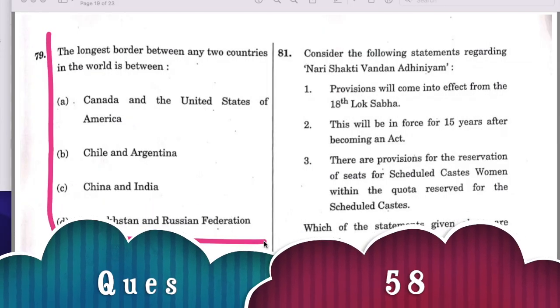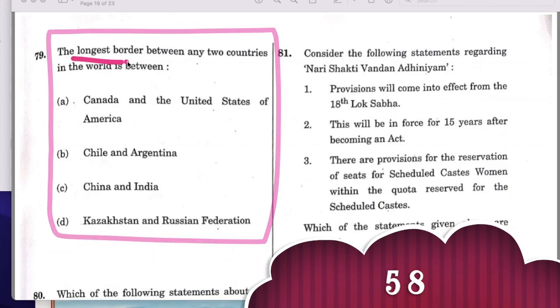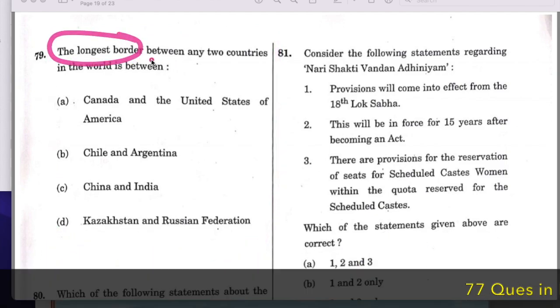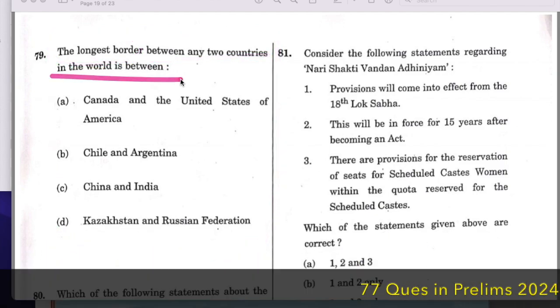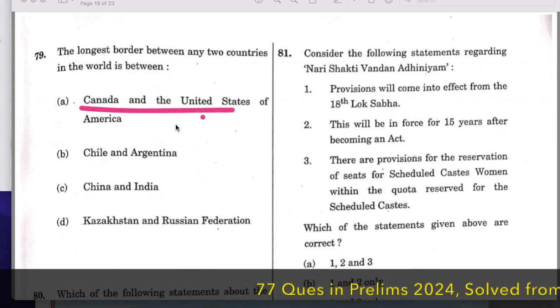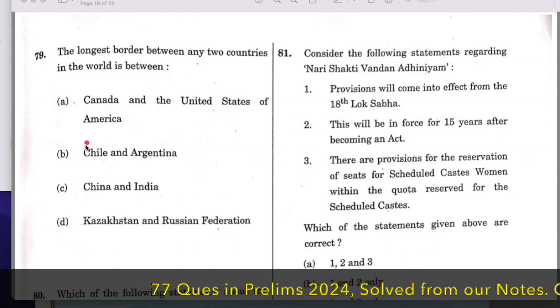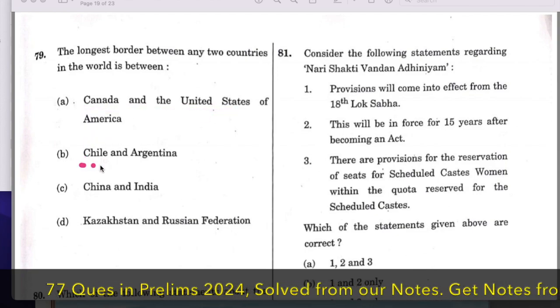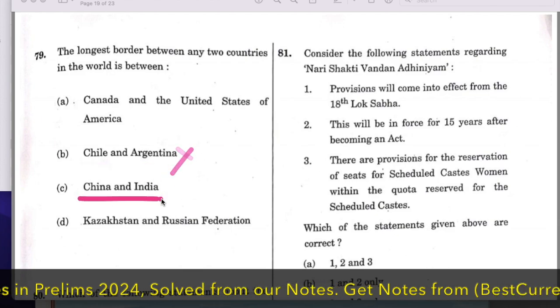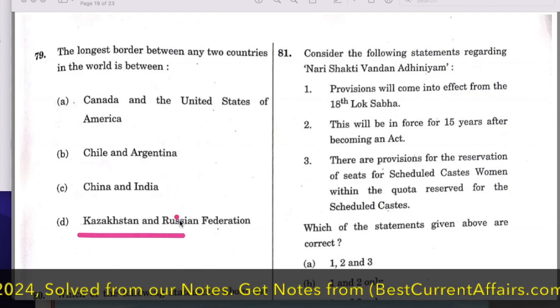Next question. The longest border between any two countries in the world is between, and the correct answer is Canada and USA. Chile and Argentina, it is wrong. China, India, it is wrong. And Kazakhstan, Russia, it is wrong.